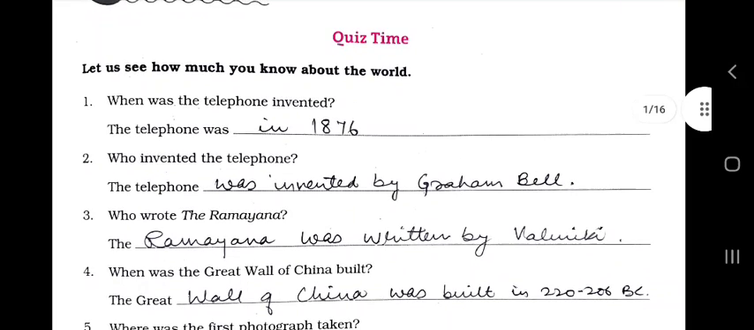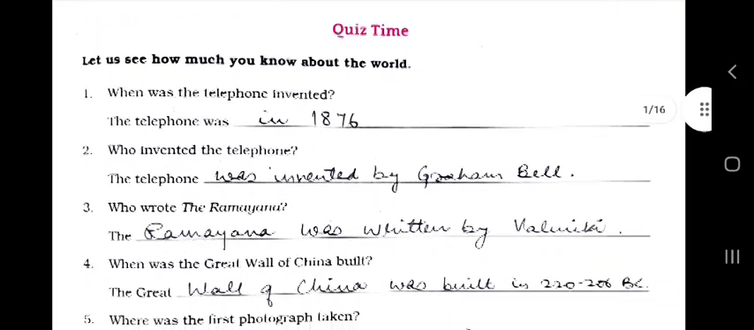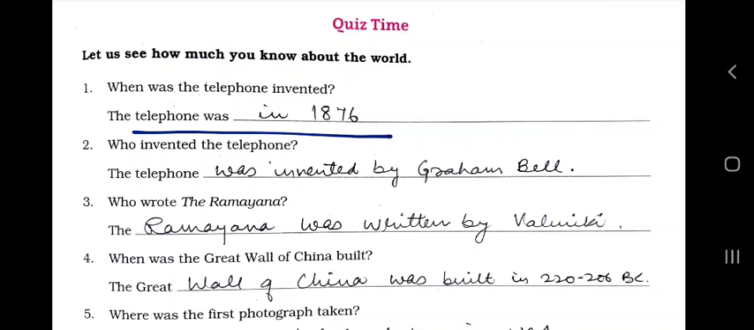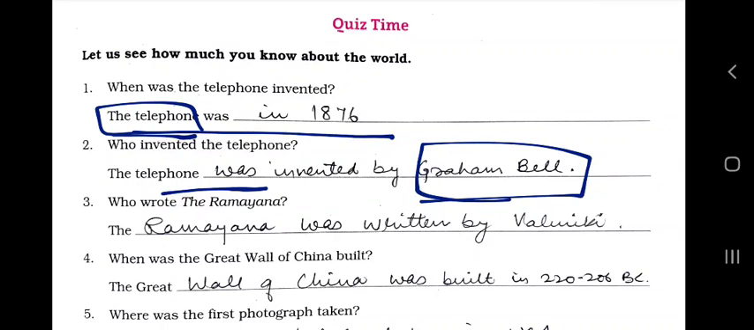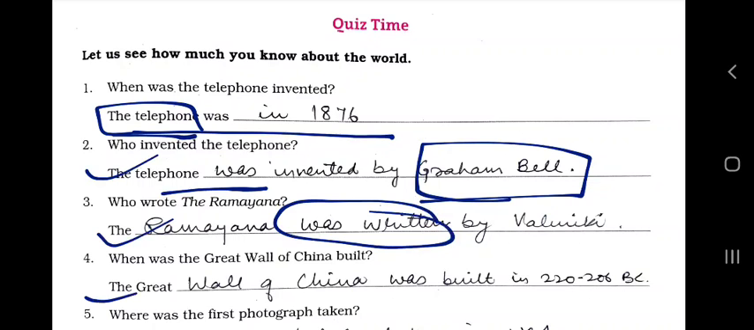See this quiz time. Let us see how much you know about the world. When was the telephone invented? Now see this, the telephone was invented in 1876. Was invented. See here, this is object. Who invented the telephone? The telephone was invented by Graham Bell. This is subject. Who wrote the Ramayana? The Ramayana was written by, this is verb. So how is the sentence being framed? It is framed like that. The sentence begins with the object or person that the action is performed on. The action is performed on telephone, on Ramayana, the Great Wall of China.